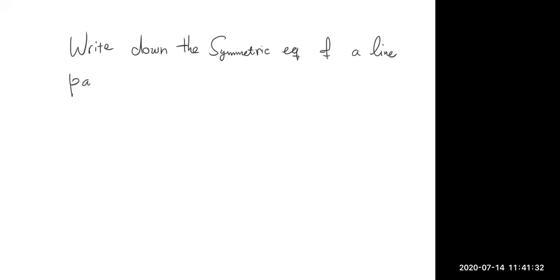Okay, so that's how we write down the equations of a line in 3-dimensional space. But what if the vector v, what if they tell us, write down the symmetric equation of a line which passes through a point P with coordinates 1, 2, 3, and is in direction of V equal to, say, 1, 0, 2. What can we do then?